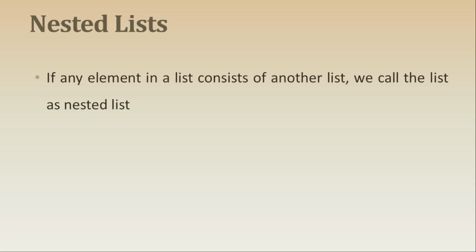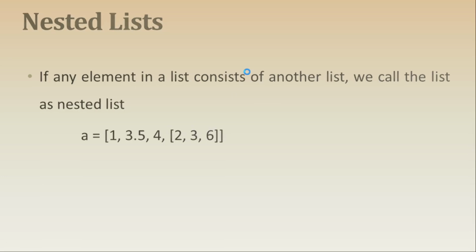Nested list, as the name implies, is a list inside a list. Like I said, a list can support any data type, so if you have a list inside a list, it is called a nested list. This is an example here. The first element is an integer, the second, 3.5, is a floating number, the third, 4, is an integer, and the fourth element is a list. So we have a list inside a list, and we call it a nested list.